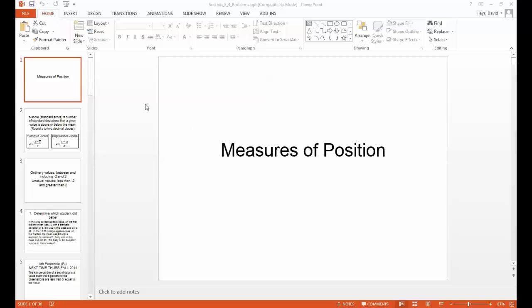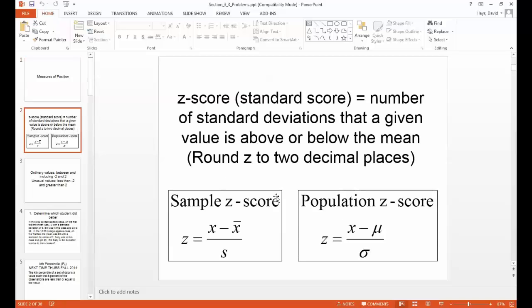Measures of position. First one we'll take a look at is a Z-score. Now, this is a standard score. This is a way that allows you to examine two different individuals and compare them in some form.